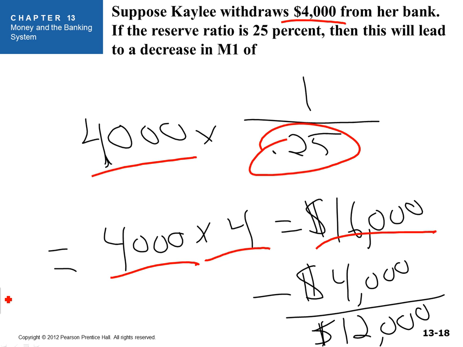that occurred through the money multiplier, but she still has her $4,000, and now she has it in cash. So now she holds her $4,000. So the total money lost in the system is $12,000.